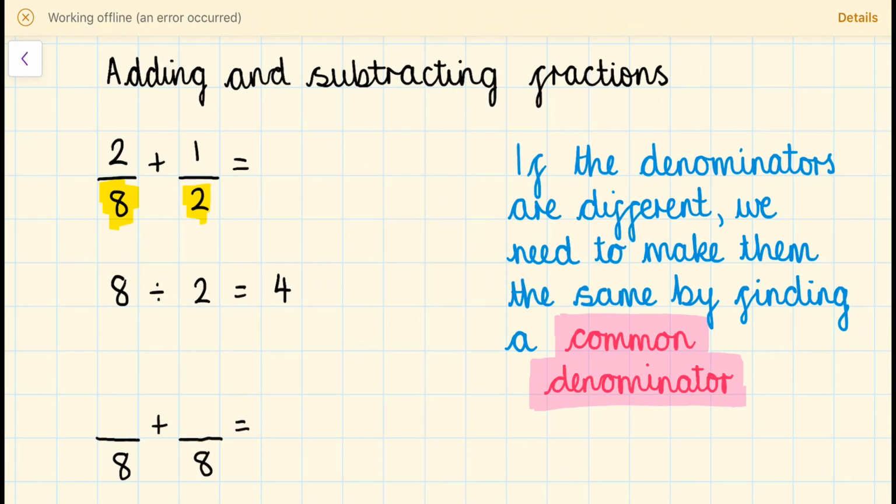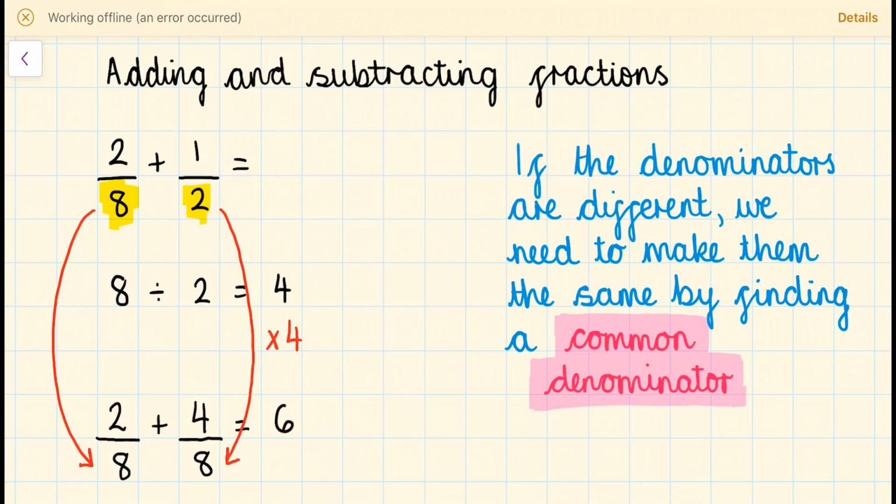So the first one, it's not going to change. It's already shown as 8ths, so it stays as 2/8. But the second one, the half, we ask ourselves, what did we do to 2 to get to 8? We multiplied it by 4, so we do the same to the numerator of 1. So 1 times 4 giving us 4. So we get 2/8 add 4/8 is 6/8. So 2/8 add a half is 6/8.